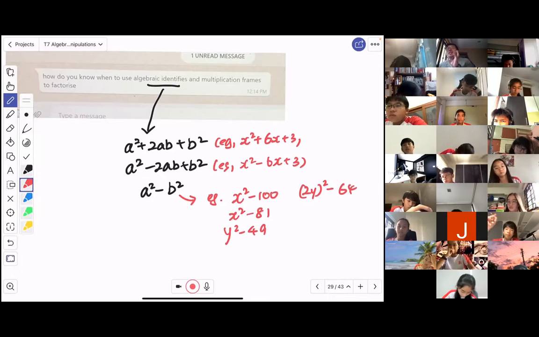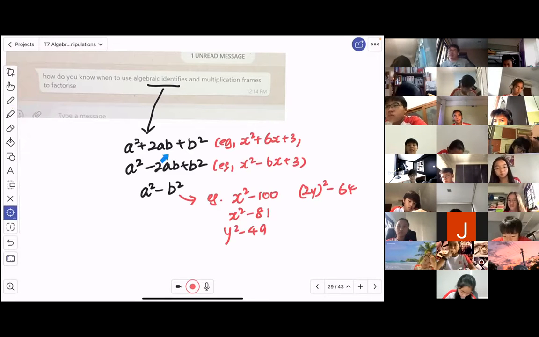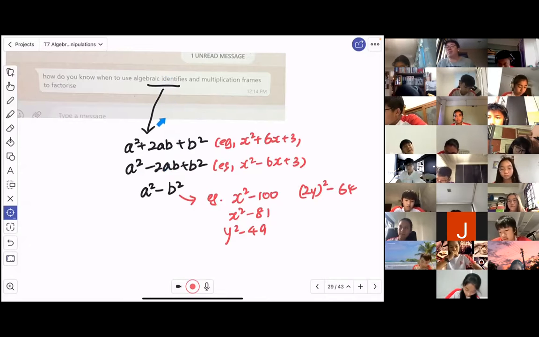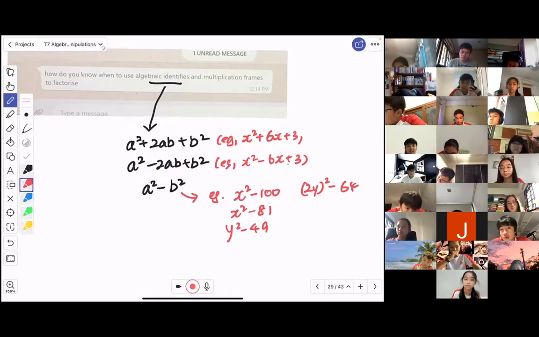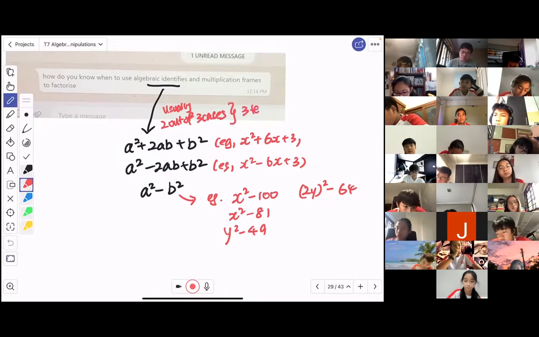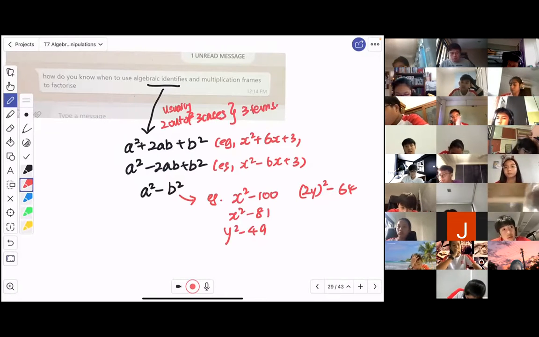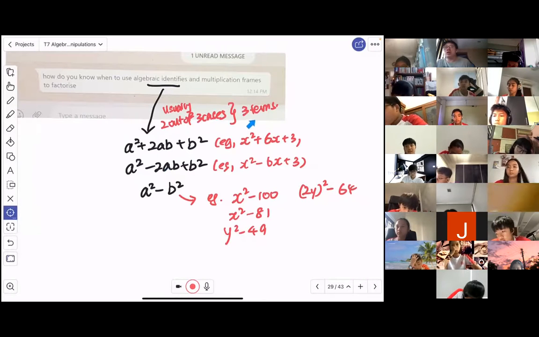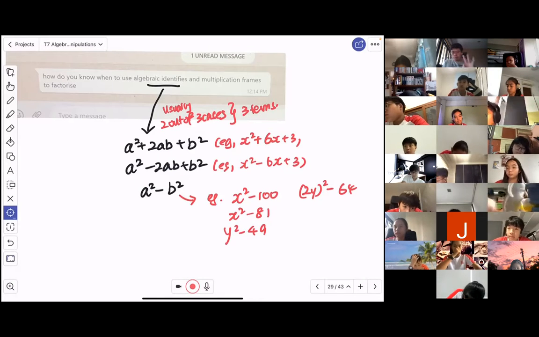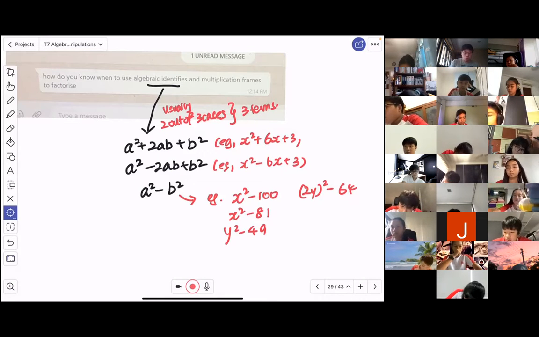So you need to see the pattern. You need to recognize the template in order to factorize. And I just want to say for identity, most of the time, in two out of three cases, you see three terms. Okay, you see three terms. So three terms is usually an identity, and multiplication frame also has three terms.